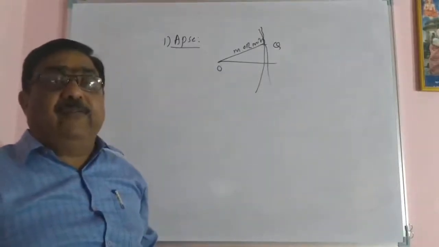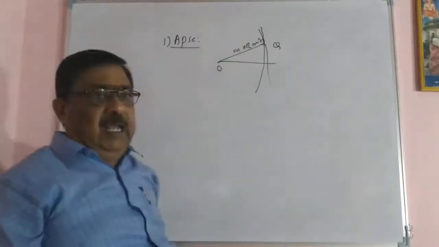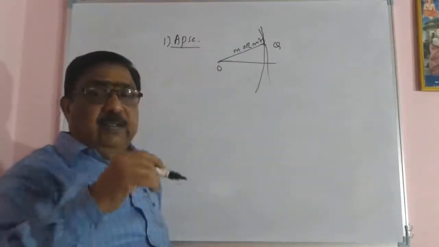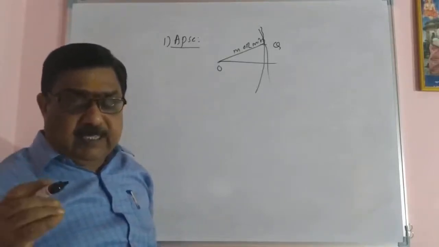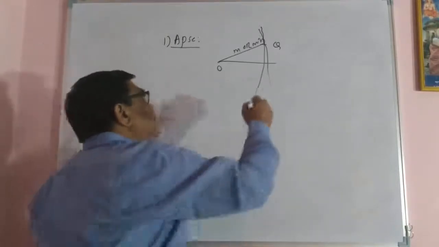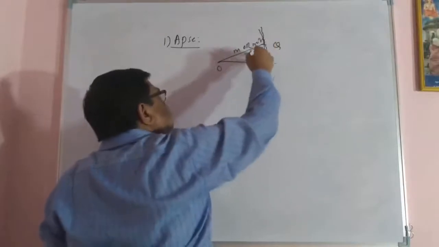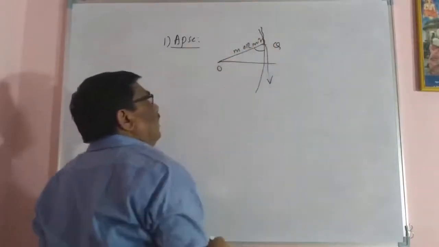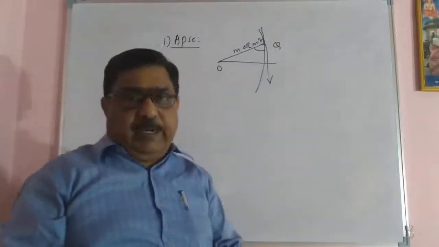Or another way of defining it: apse is a point at which the velocity is perpendicular to the radius vector. Velocity is always along the tangent. Then this velocity is perpendicular to the radius vector at this point. Then the point is called an apse point.